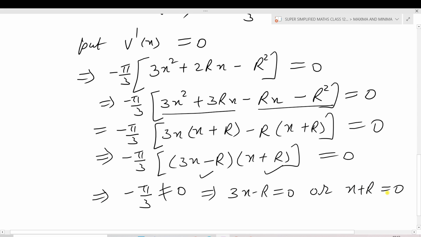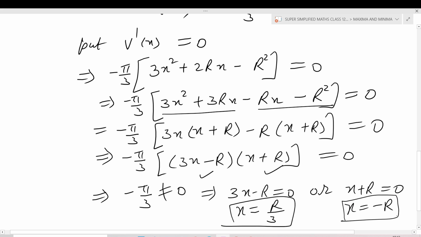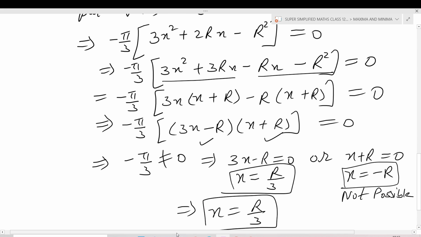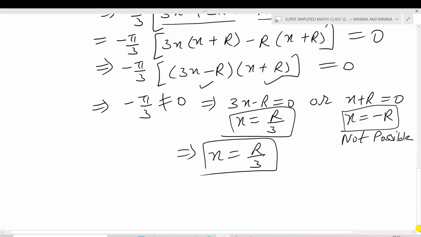X is a length, it cannot be equal to minus r. So x equal to minus r is not possible because x is also a length, it cannot be negative. Therefore, the only critical point that we get is r by 3. The value of x as a critical point we get is x equal to r by 3. Now at this step we have to find out what is the value of v double dash x at this point x. So we just check what is v double dash x. Now you can see this is the expression for v double dash x.